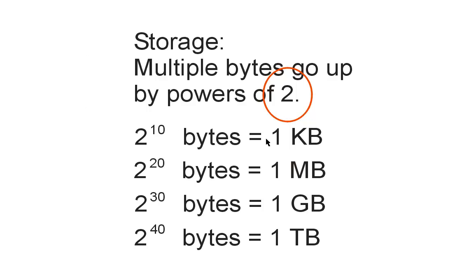So 2 to the 10th, 2 to the 20th. 2 to the 10th bytes is 1024 bytes. That is 1 kilobyte. Kilo is the prefix that means 1000. This is not exactly 1000, but it's close. 2 to the 20th is roughly 1,000,000 or a million bytes, 1 megabyte. 2 to the 30th is roughly 1,000 million, or 1 gigabyte, also known as a billion.